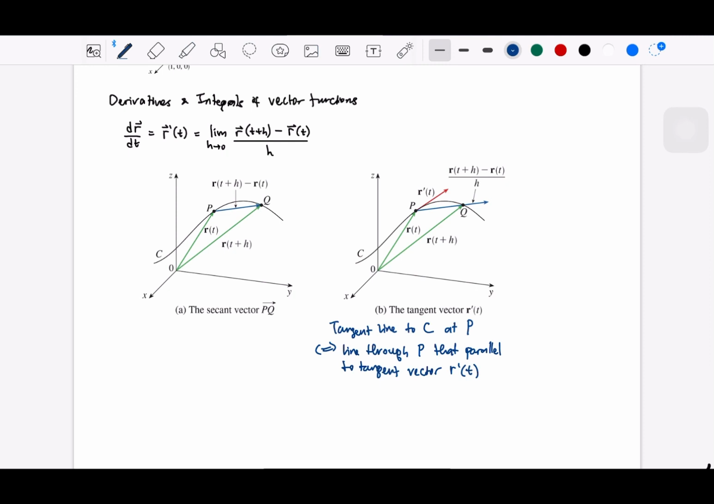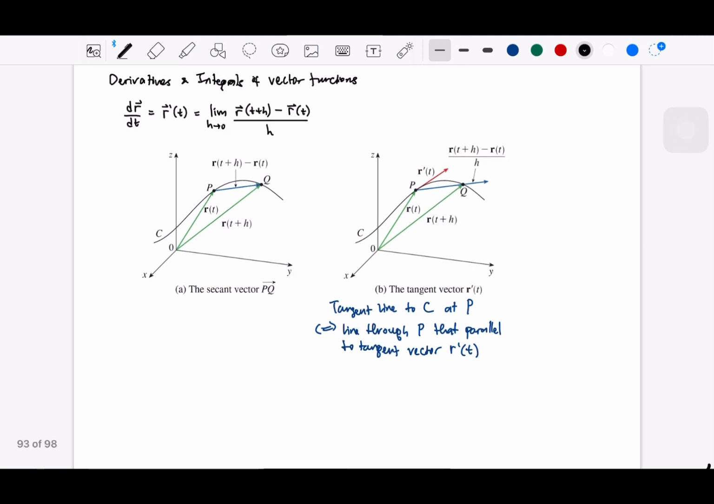And since we are in the world of vectors, the term unit vector also applies in this case. So we can say the unit tangent vector, let's say T, is defined as... What is a unit vector? A unit vector has the same direction as the tangent vector.